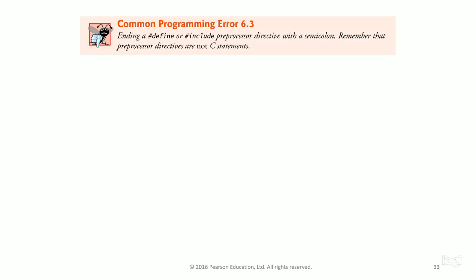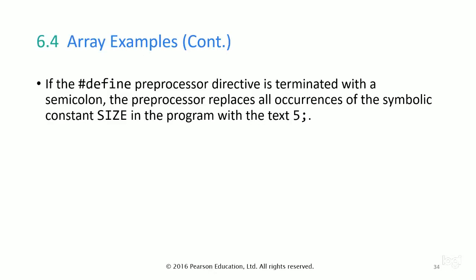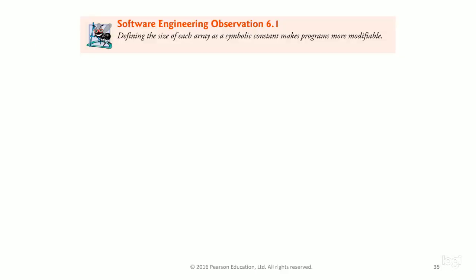Yep, and so this is what it's saying. Do not use a semicolon at the end, because preprocessor directives are not C statements, so you basically should not be putting a semicolon at the end of those. And the advantage of this is that it makes your program more modifiable, or easy to modify, versus the case when you're not using them.